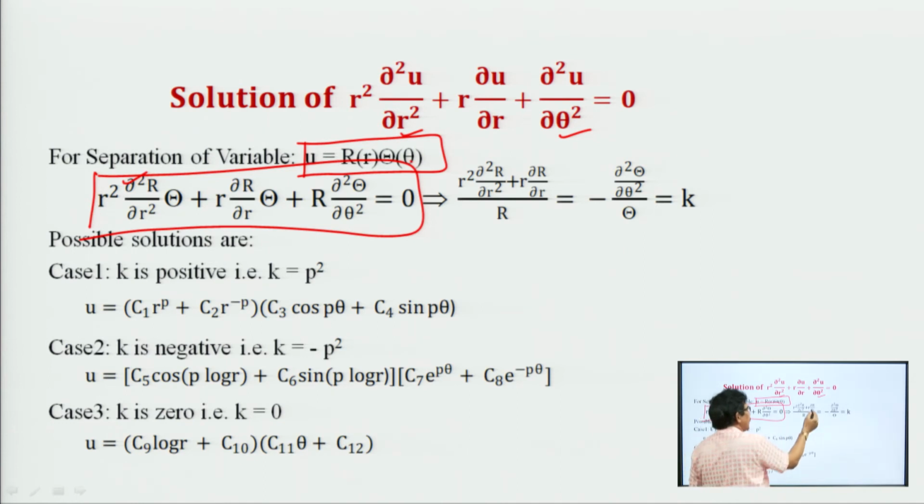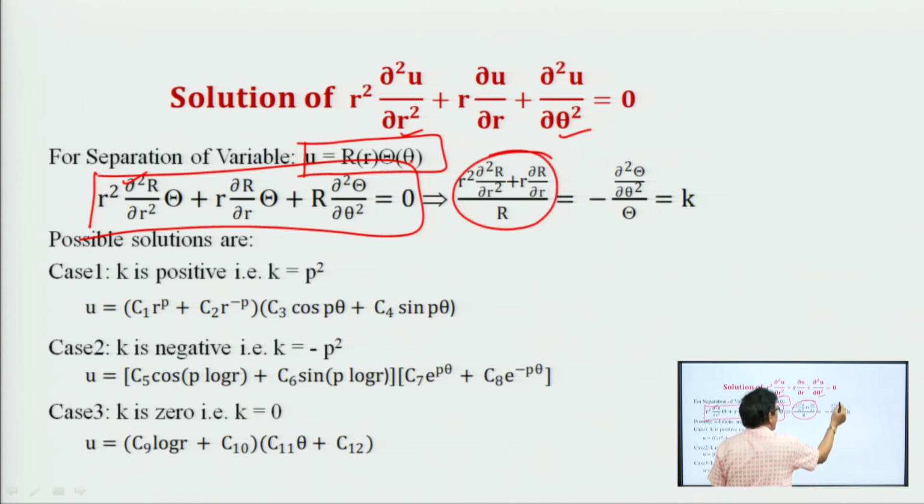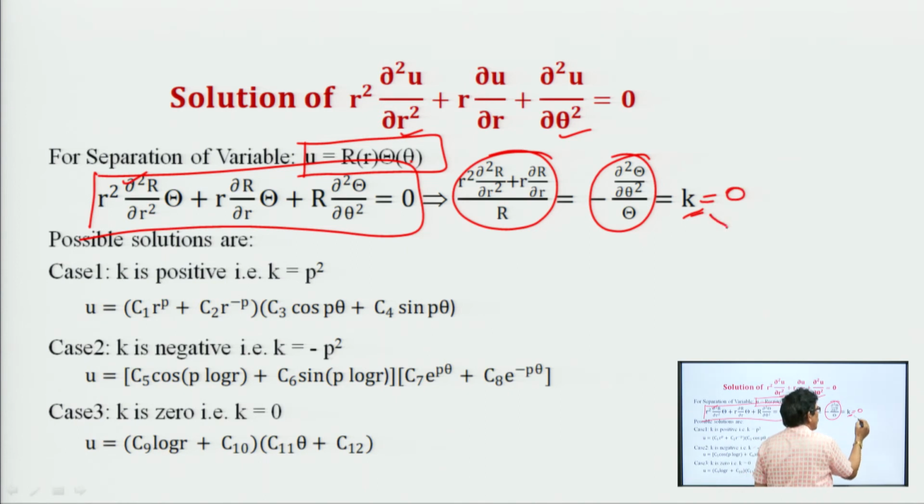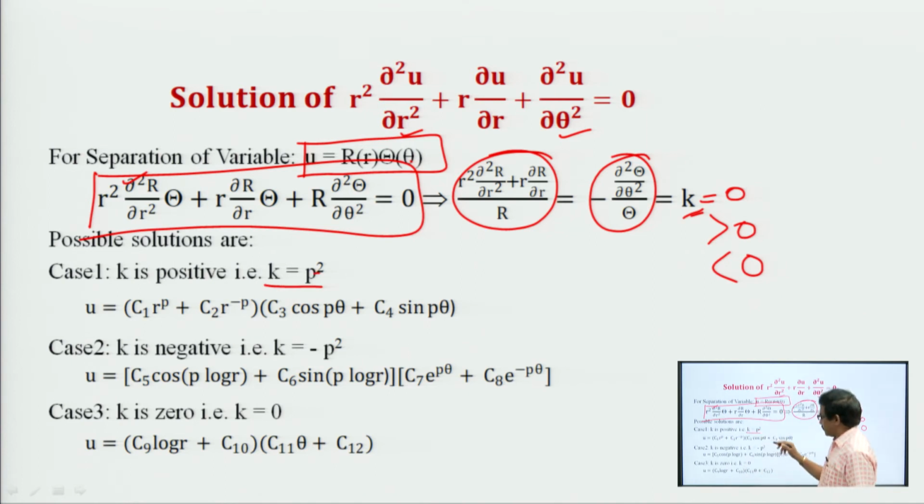Separate the variables, capital R with capital R and capital Theta with capital Theta, and we get our auxiliary equation. This is equal to k. Again, k may be 0, greater than 0, or less than 0. In these three cases, when k is greater than 0, positive, we get this solution; when k is negative, we get this solution; and when k is 0, we get this solution.